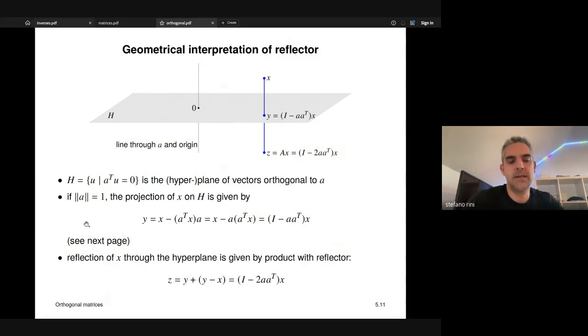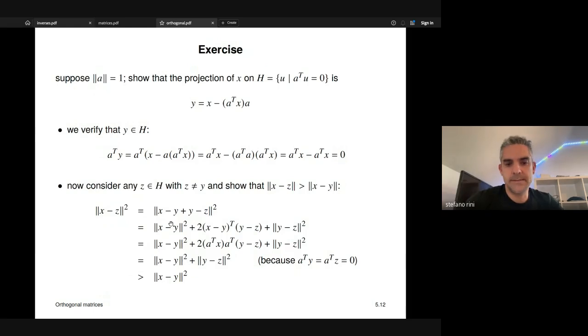In this case, we have a hyperplane H, which is defined by the equation A transpose U, where A holds the coefficients of the plane. That means it is the hyperplane which is perpendicular to the direction A, and so the reflector is the matrix that brings you from here to there. Okay, good. Some exercises, I'll leave it up to you. You know where to find the slides.